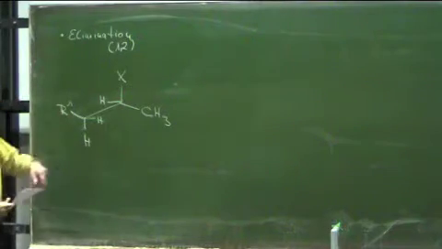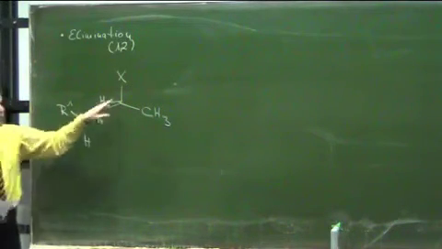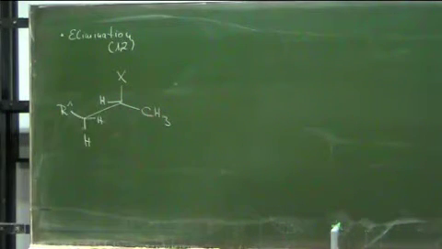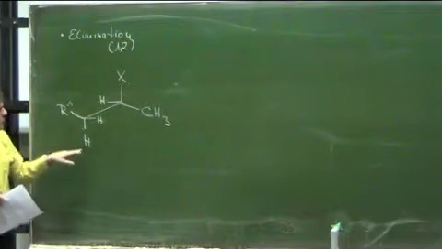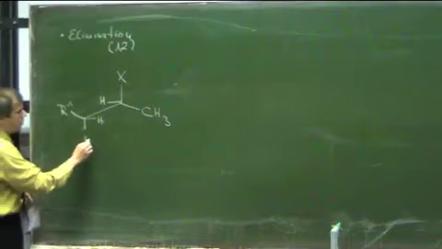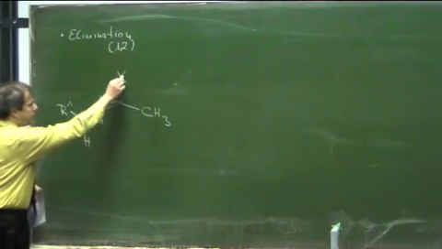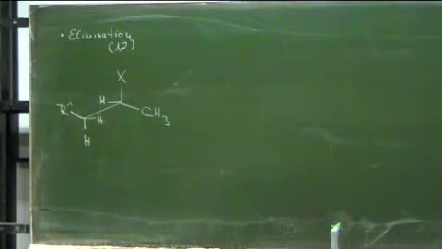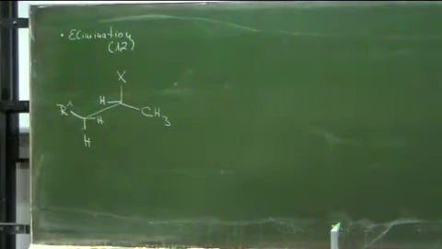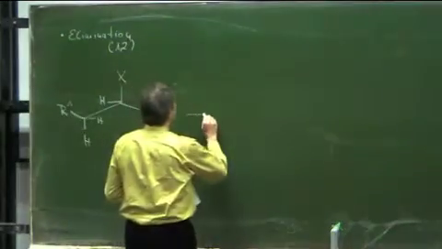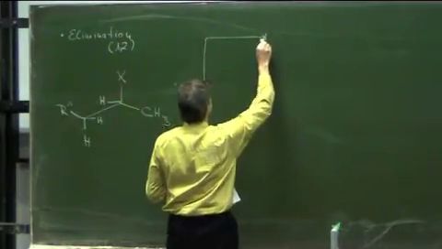What does it mean? That we are eliminating two groups from adjacent carbons. In this case, we are doing HX elimination. The example I'm going to show you is in the moment that we are going to eliminate these two groups, but note that there's also a hydrogen on an adjacent carbon on this methyl group. And what did we look at so far?